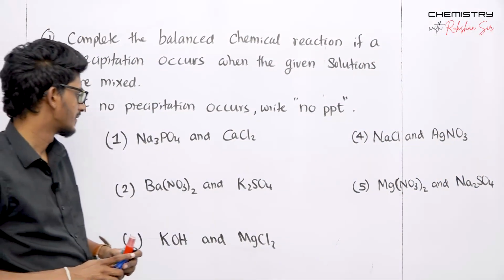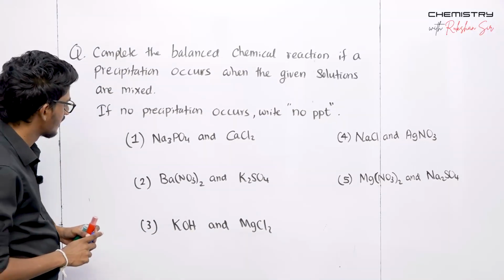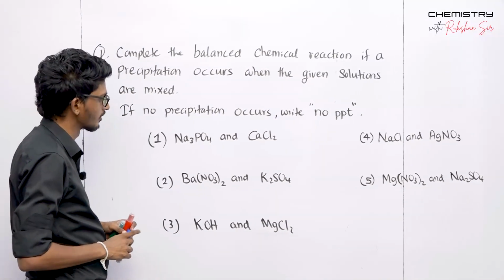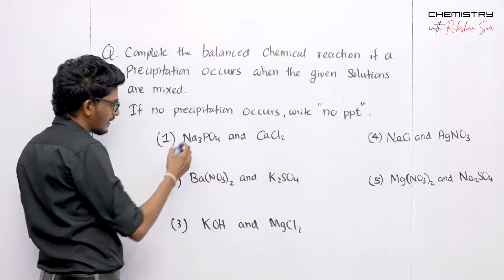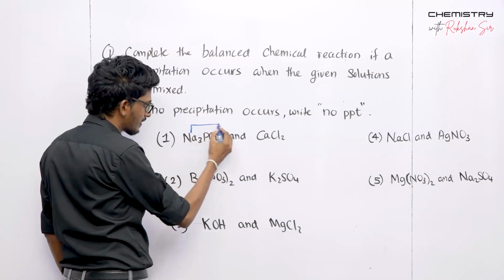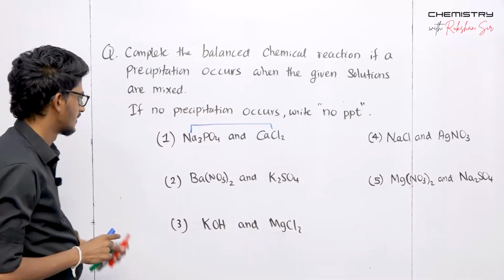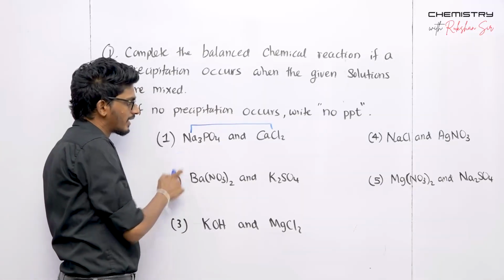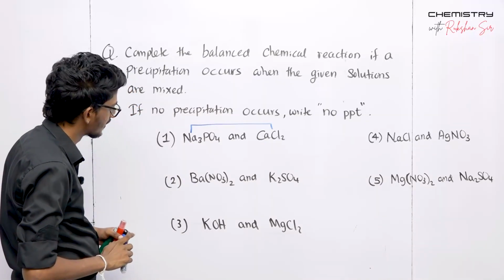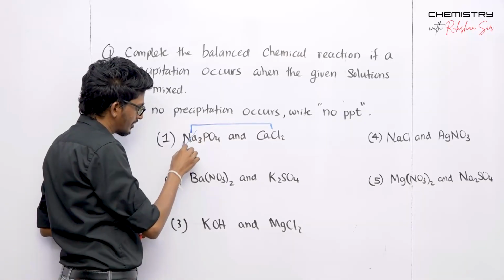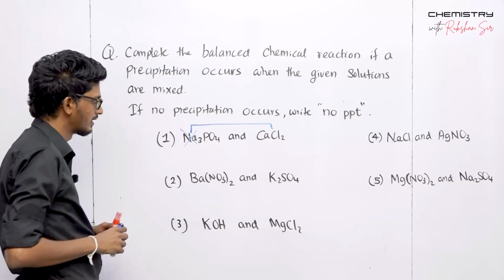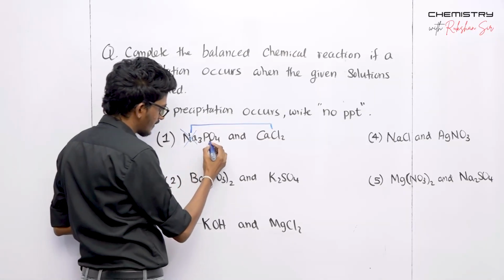So how to predict? First exchange the ions and see whether precipitation occurs or not. See, sodium plus with Cl minus. Group 1 guys never get precipitated. No precipitation there.